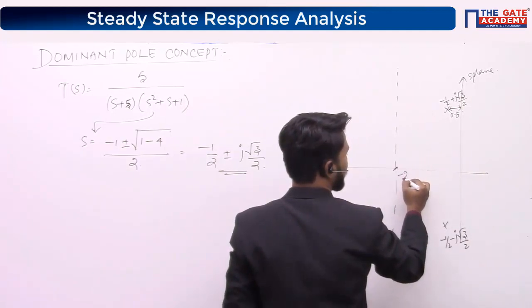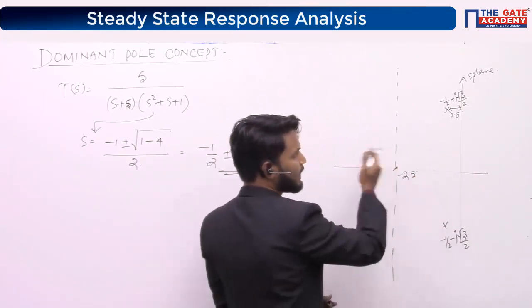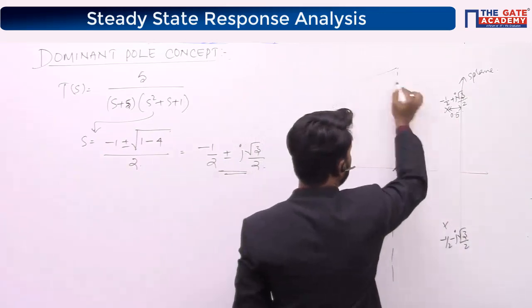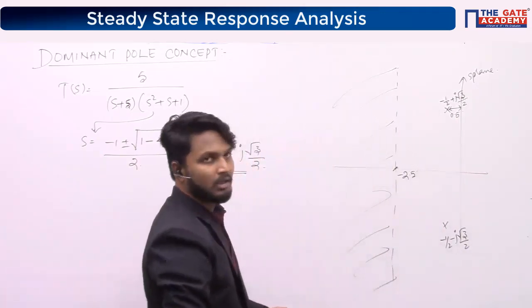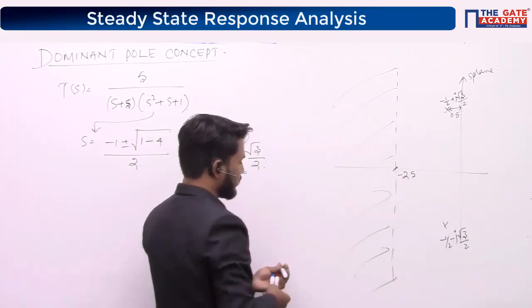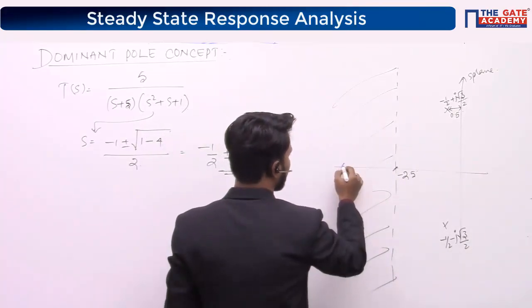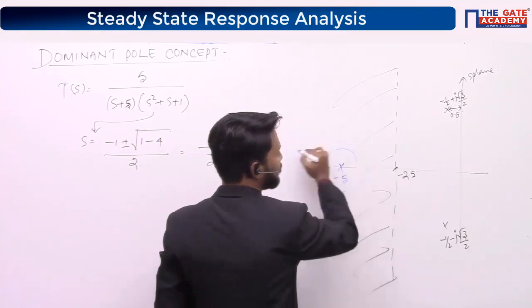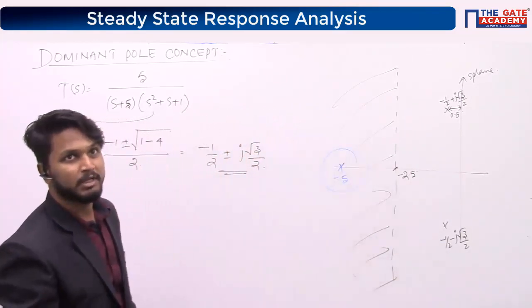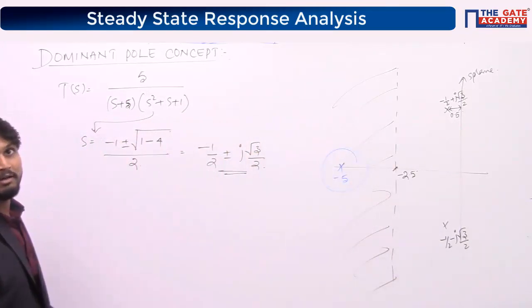Therefore, all the poles should be to the left of this line in order to be insignificant. If there is any pole, it should be to the left of this particular line in order to be insignificant. So where is the insignificant pole located? It is located at minus 5. So you can eliminate this particular pole. Before eliminating that, you have to convert it into which form?